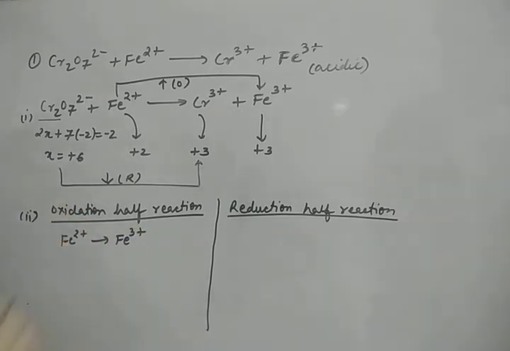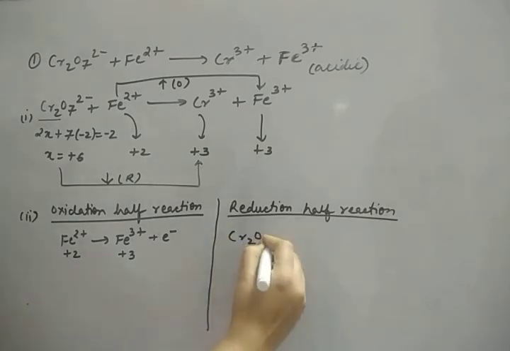Now what is the oxidation state of iron on the left? It is plus 2. And on the right? It is plus 3. Now how much difference is there? 1. So I will add 1 electron here. Whatever the difference in the oxidation number, accordingly we'll add the electrons. So 1 electron is added here. Now there is no need to balance iron, hydrogen or oxygen. It is complete.